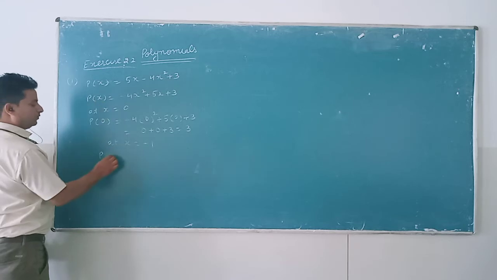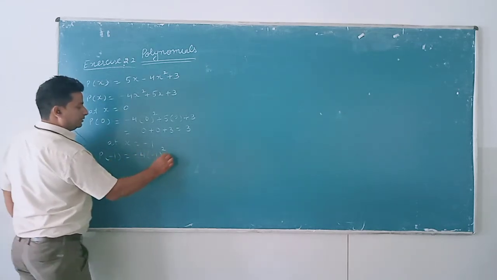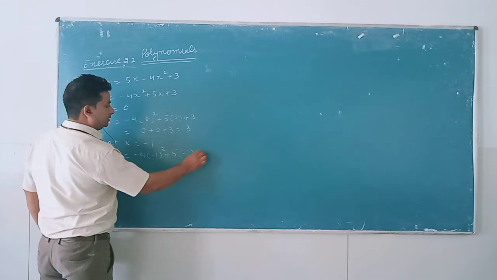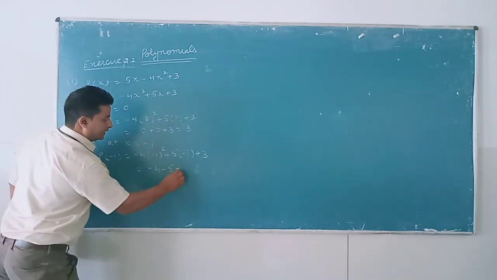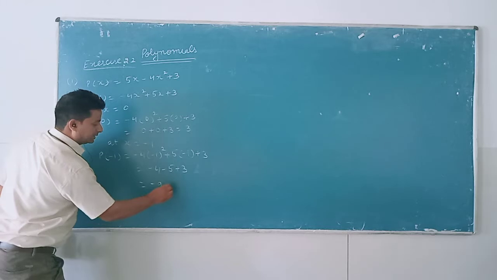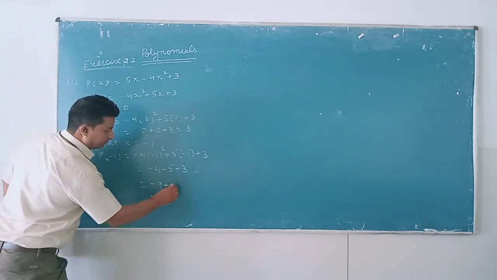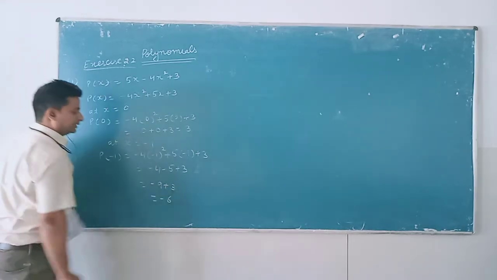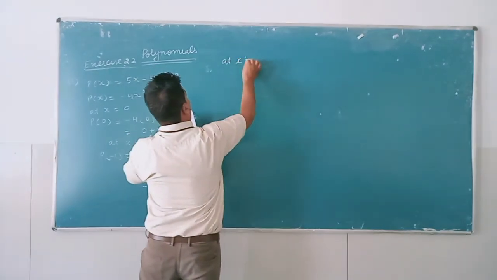At x = -1, we put the value of x as -1: -4(-1)² + 5(-1) + 3. This is -4 - 5 + 3 = -9 + 3, which is -6. And the last one is at x = 2.